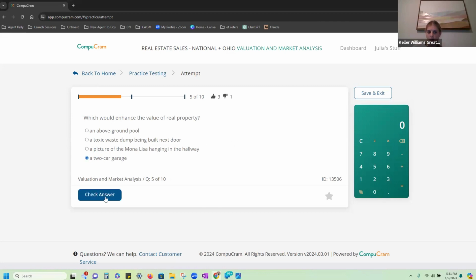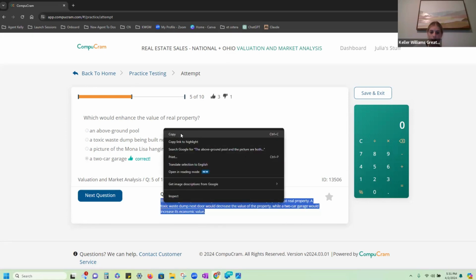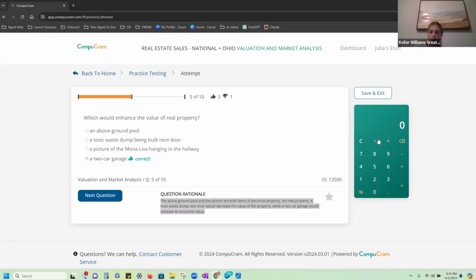Or the idea, 2-car garage, and that is correct. So the above ground pool and the picture are both personal property, so they are not considered real property. And then toxic waste dump, obviously, nobody would want to live next to it. And the 2-car garage would be the best answer and would increase economic value.